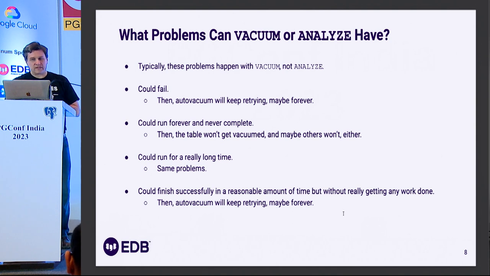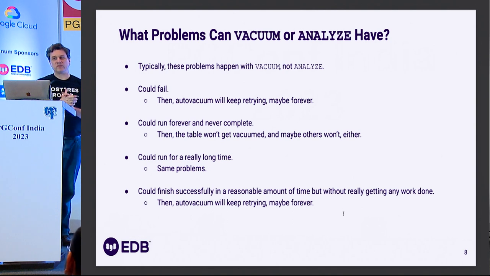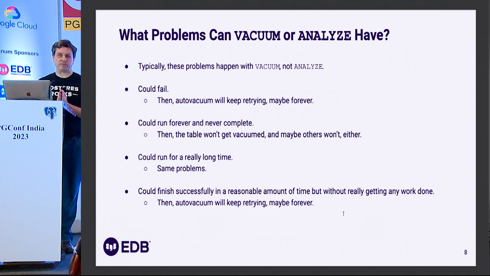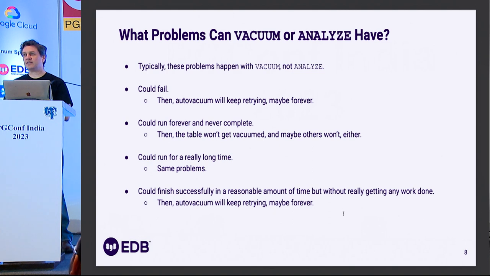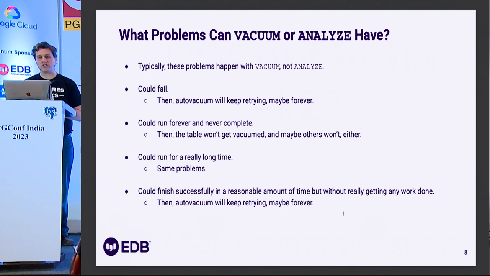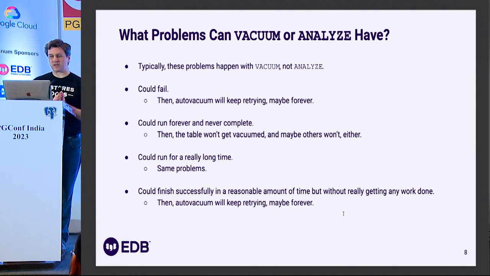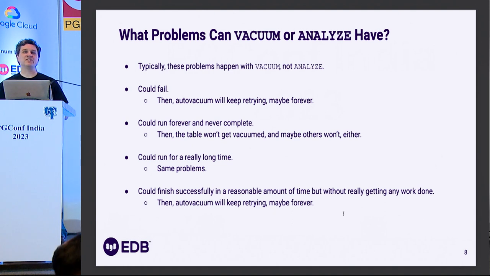So let's look at the first thing that I mentioned, problems with vacuum or analyze itself. Most commonly, the problems are with vacuum rather than analyze. And the reason for that is simply that vacuum is the more complicated of those two commands, and it tends to consume a much larger quantity of system resources. So when we have problems, they're typically with autovacuum running vacuum, not with autovacuum running analyze. Of course, there are exceptions.